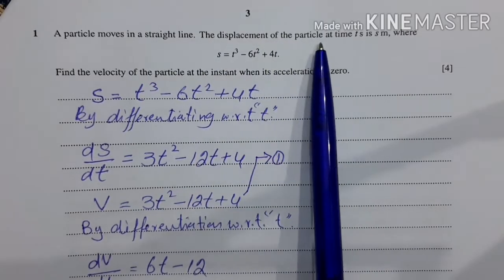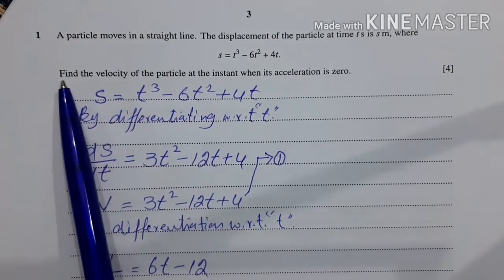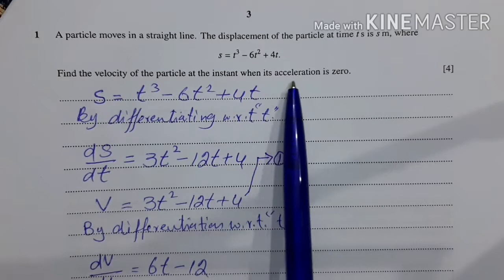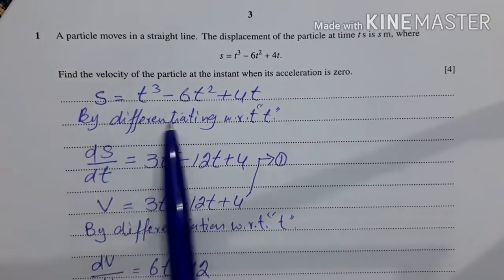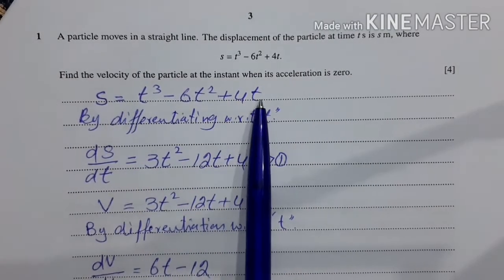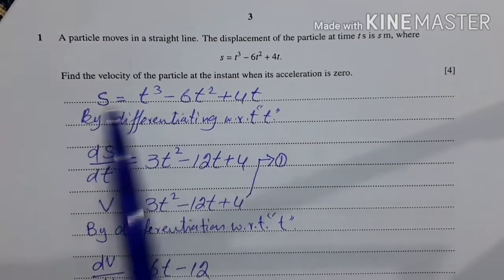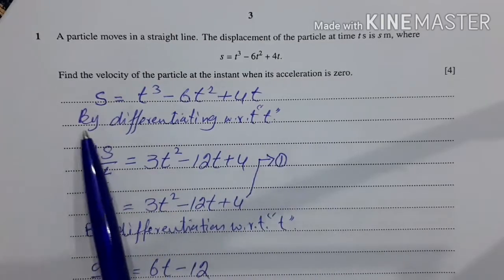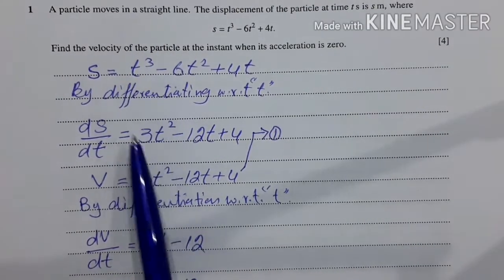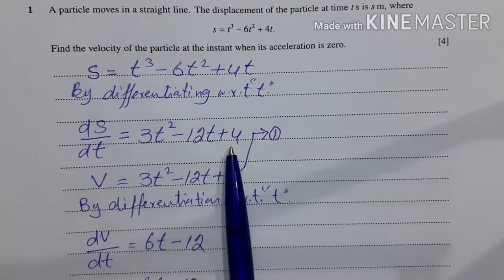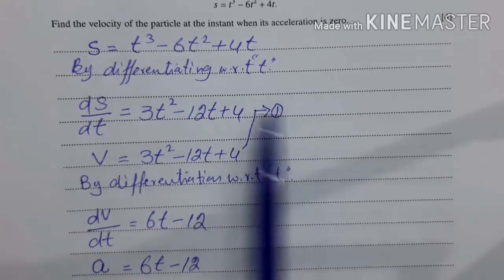The displacement of the particle at time t seconds is s meters, where this is the expression for s. Find the velocity of the particle at the instant when the acceleration is 0. We know velocity is the rate of change of displacement, so we need to differentiate this expression with respect to t. By differentiating, ds by dt is equal to 3t squared, 12t and 4. This can be called v, equation number 1.